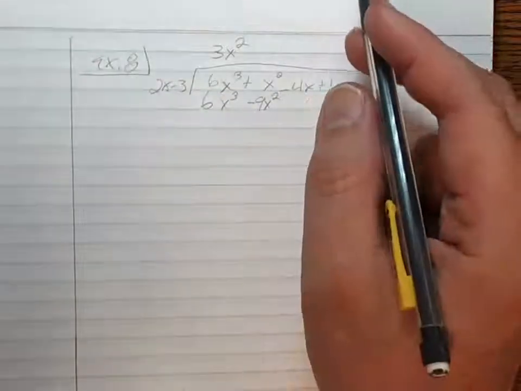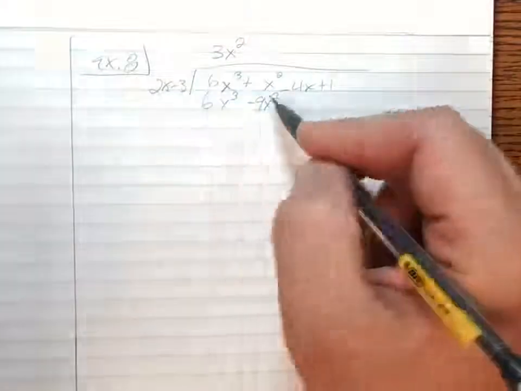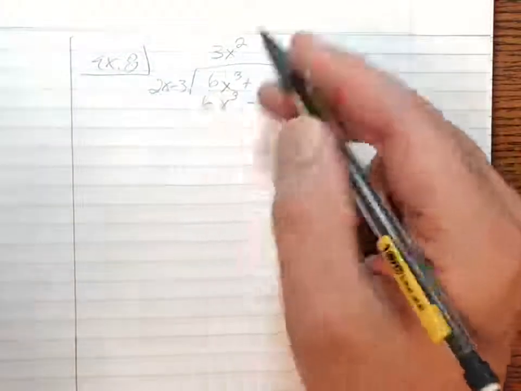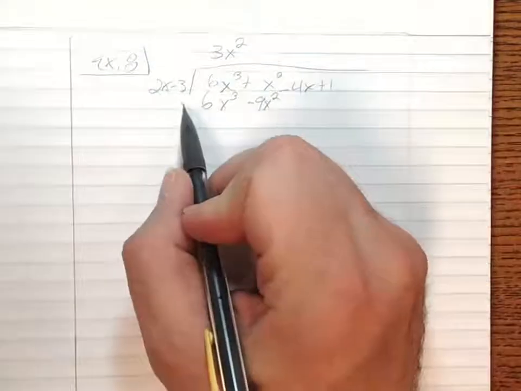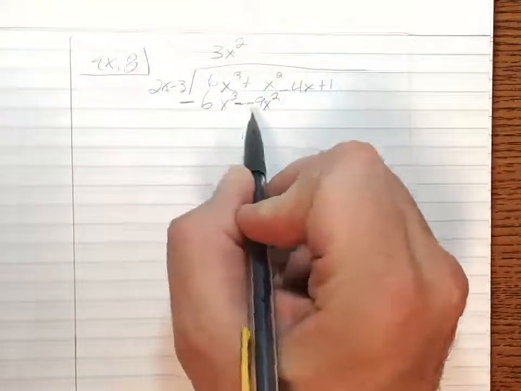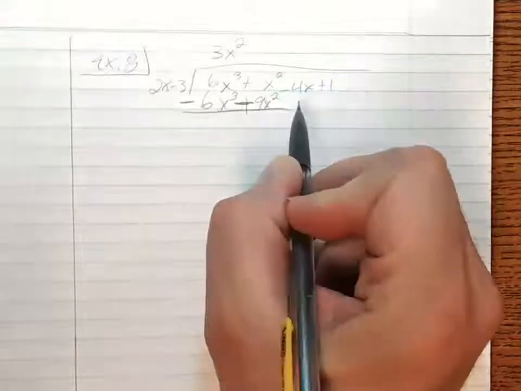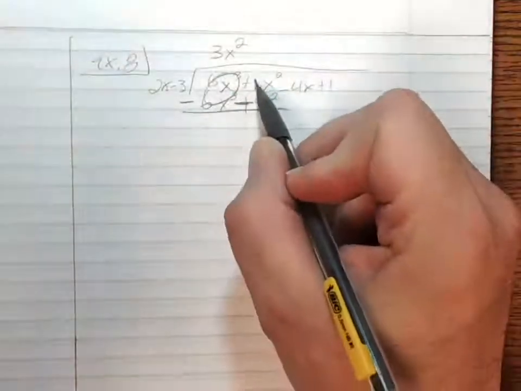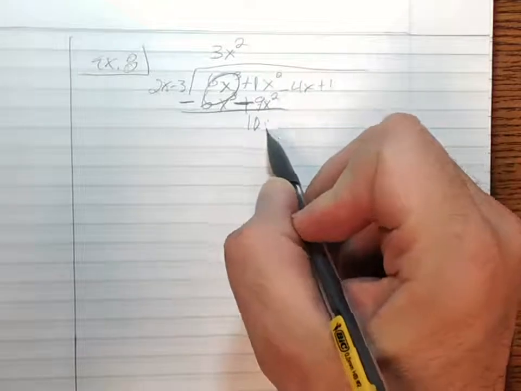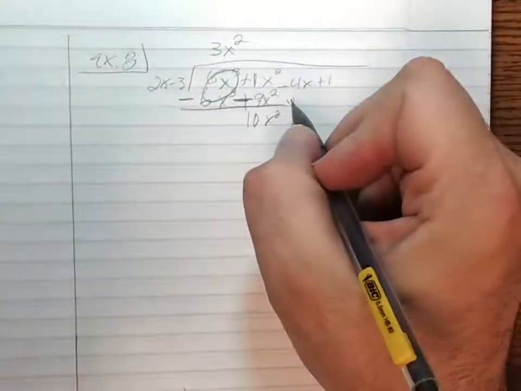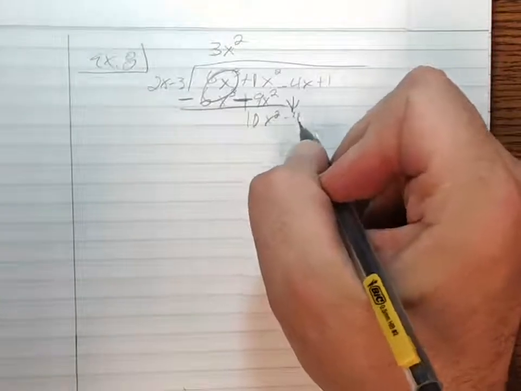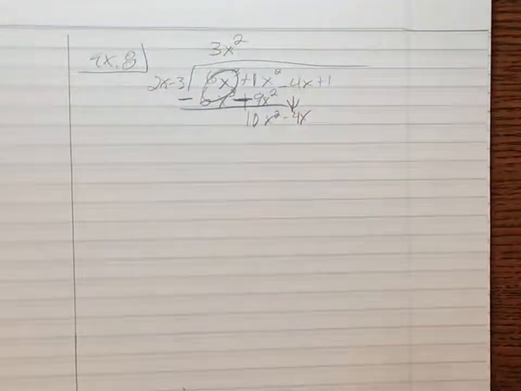Holy guacamole. Let's try it again. 3 times negative 3 is negative 9. X squared times no other x's is just x squared. Minus and minus. And yes, the 2 negatives become a positive. That gives me a 0. And 1 plus 9 is 10 x squared. And then we bring down the negative 4x. And we start it all over again.